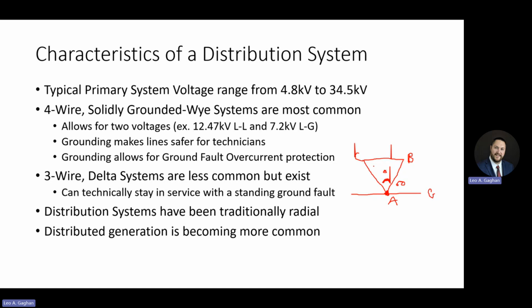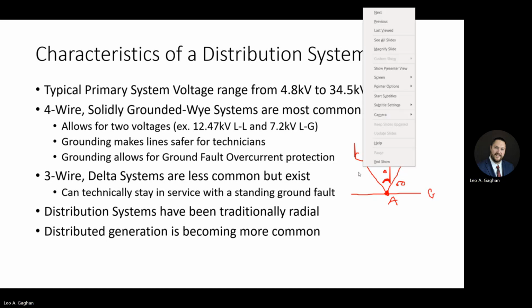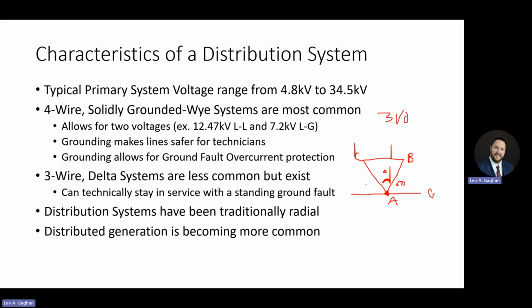And this actually ends up creating a 3V0, a ground overvoltage. So 3V0, because if you were to add up your A, B, and C vectors, they would not come back to 0. That's how we could detect that ground fault on that ungrounded system. But we will not have any fault current in that situation.